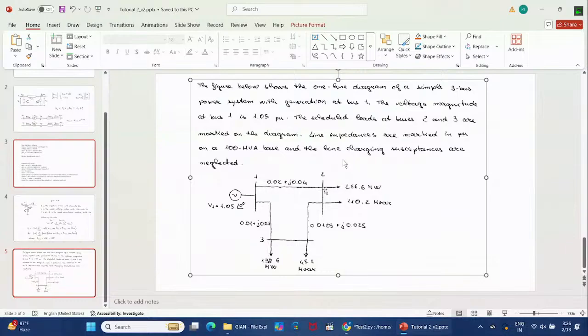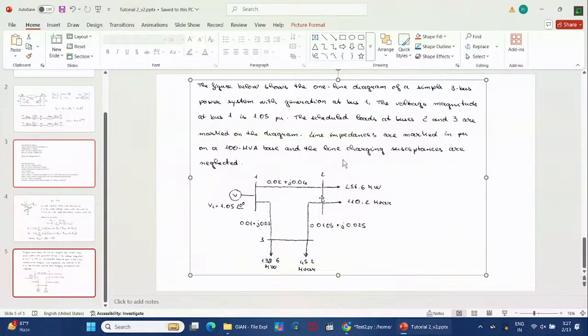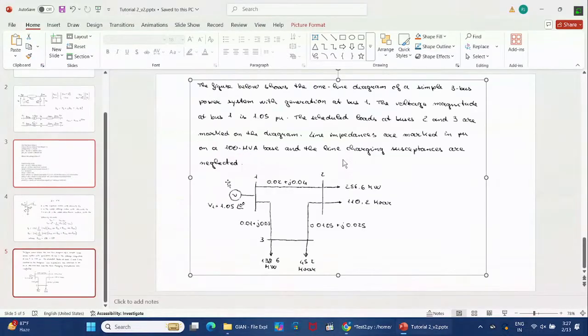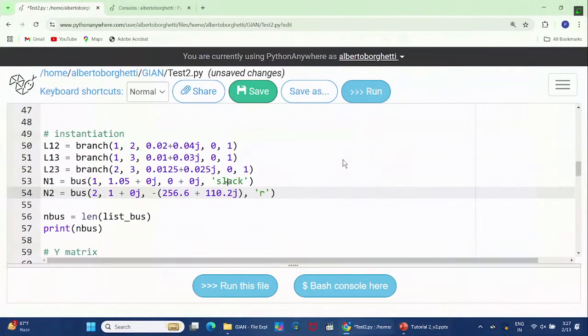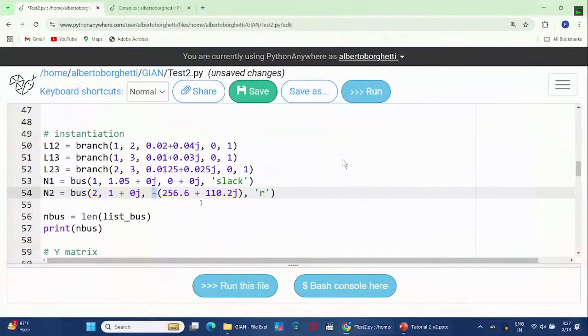So N2 is this bus here. You see that it is bus 2. The voltage we don't know, so we can just put 1.0 as an initial guess. And then what is the power? It is minus 256.6 for the active power, and the reactive power is minus 110.2. The minus is due to the fact that it is not injected but absorbed. So this minus says that it is a load.